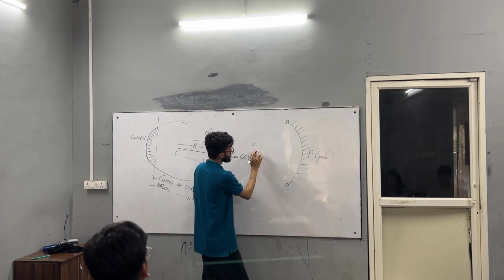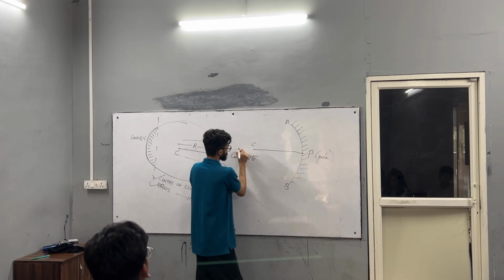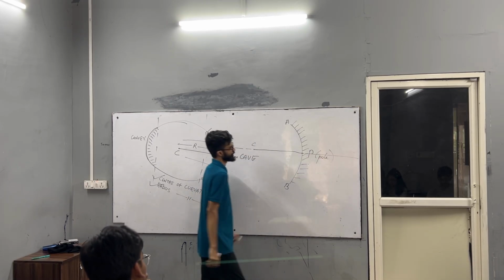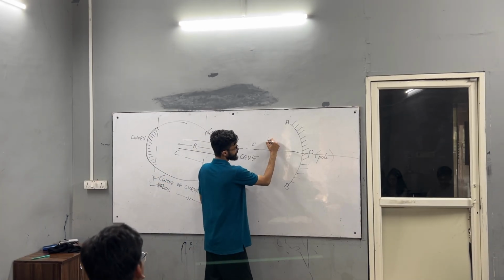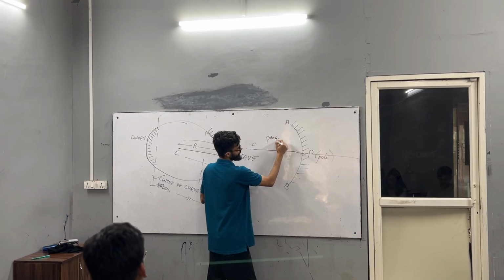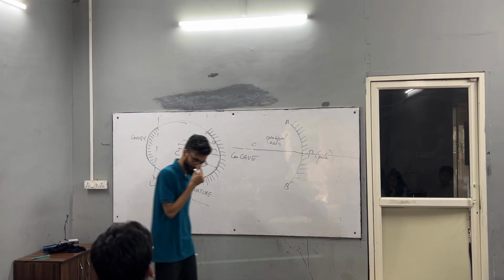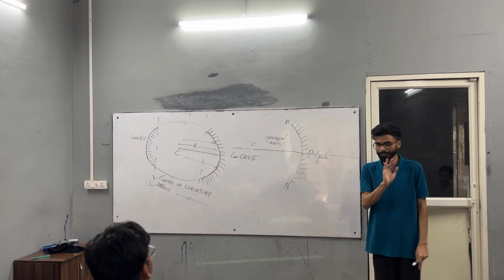Now suppose this is my center of curvature C. If I join the center of curvature with the pole, am I getting a straight line? Yes. So a line joining the center of curvature with the pole of the mirror is the principal axis. Right? One more is there. No, that is for focus. Focus we will come to in that scenario.